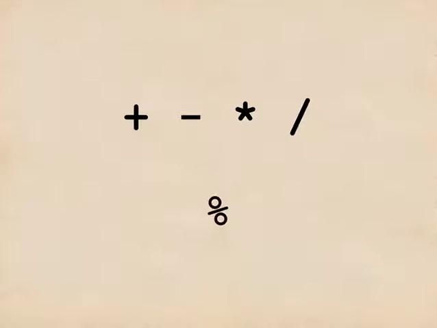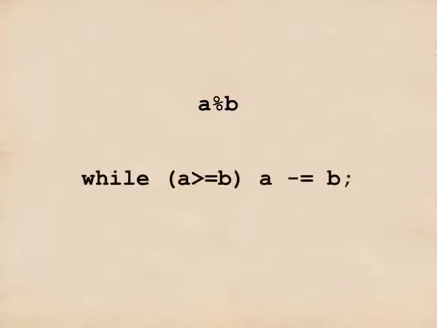So we would write 11 mod 4 like this. And just like all the other operations, the result of mod is just a new number, in this case the number 3. When A and B are both positive, we can compute the result of mod with this little program.